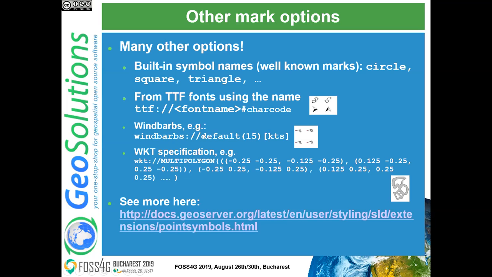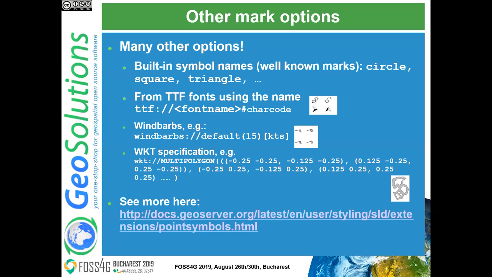We have support for wind barbs. If you are into meteorology, you can specify the right symbol based on the current speed of the wind. You can specify arbitrary geometries as WKT syntax. So you can say, okay, let me move my geometry pointer to this point, that point, that point, and eventually you draw your little custom shape, and you can share it. There's a link here that contains all of the symbology that we support. It's pretty extensive.